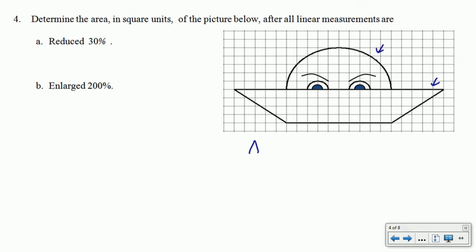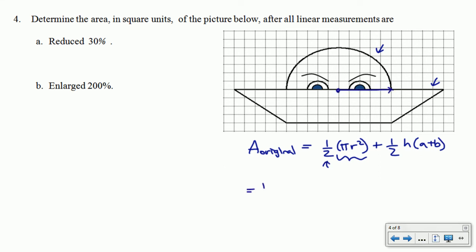So the area of the original shape is given by the sum of the area of the half circle, which would be 1/2 times pi r squared, plus the area of the trapezoid with the formula 1/2 h times a plus b. Remember, the area of a full circle is given by pi r squared. And because we're doing a half circle in this example, we need to multiply by 1/2.